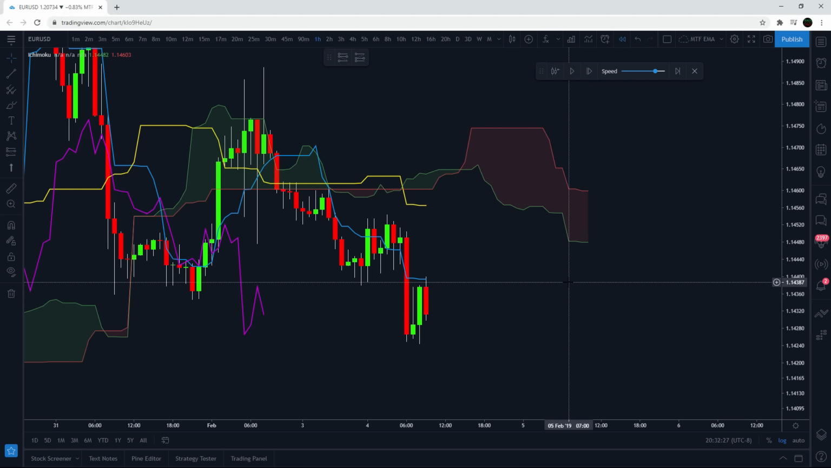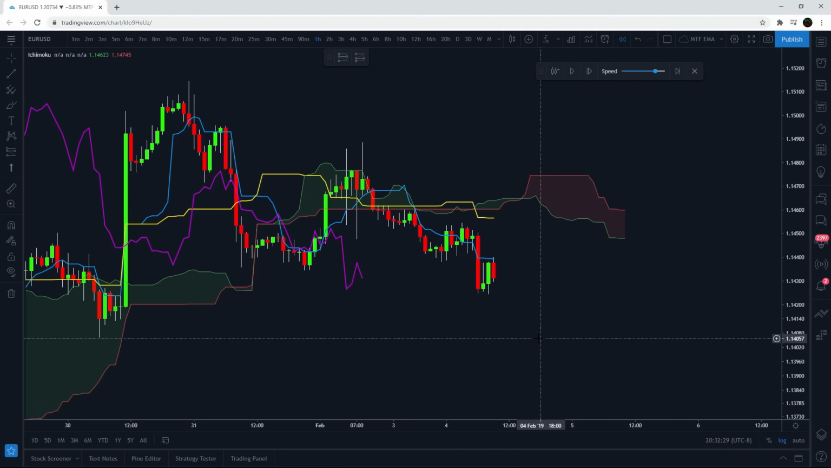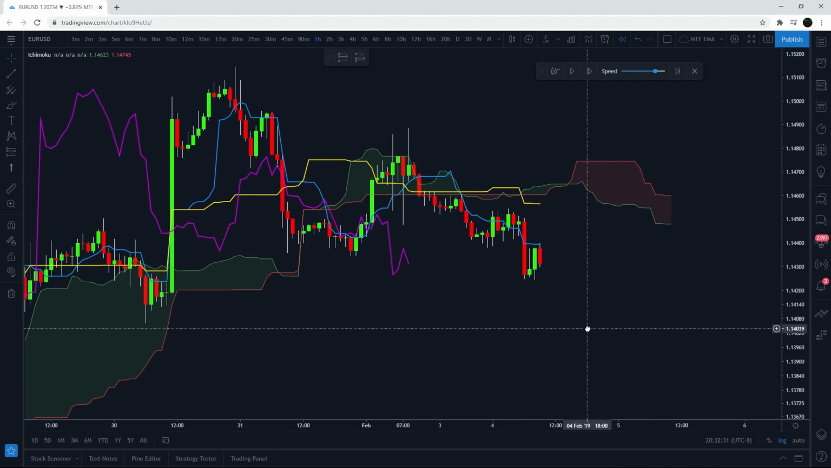So really simple set of rules, and it's a common set of rules. It's not something I invented. It's a simple way of trading with Ichimoku, and I just thought I'd do it on the bar replay feature and show a bunch of examples if it's never really made sense to you in the past.